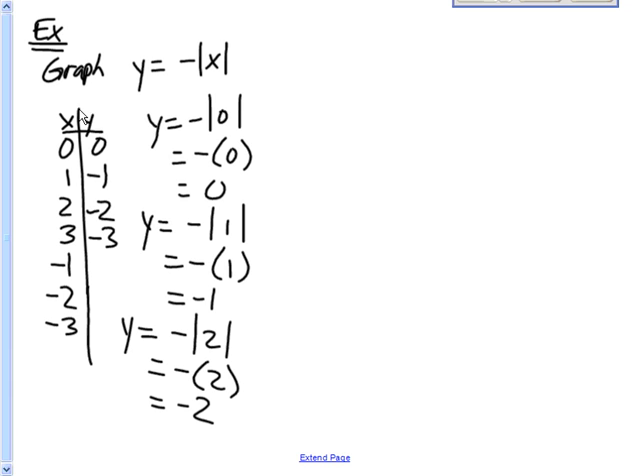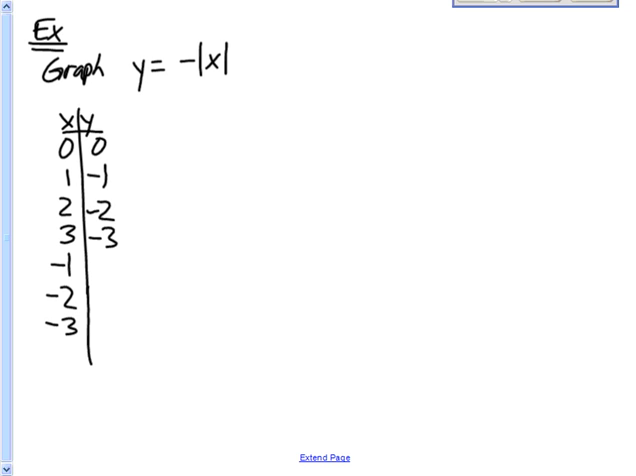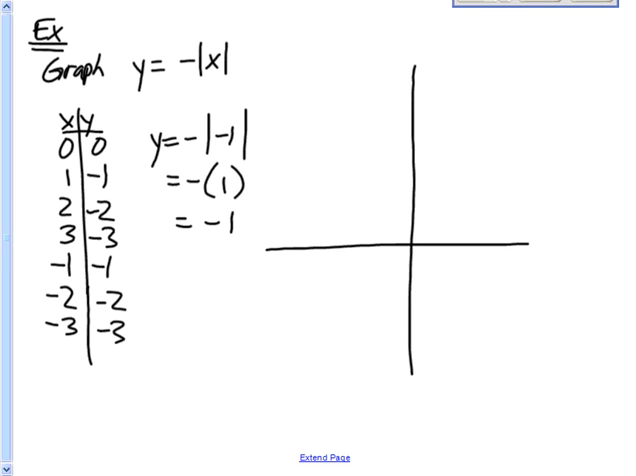So now, let me erase these. Plug in negative 1, take the absolute value of negative 1, which is 1. Then you apply the negative out front, so you get negative 1. Absolute value of negative 2 is 2. Then you apply the negative out front, negative 2, and so on. Okay, so we put these on our graph: (0, 0), (1, negative 1), (2, negative 2), (3, negative 3), and so on. Negative 1, negative 1, negative 2, negative 2, negative 3, negative 3. And you can draw that.